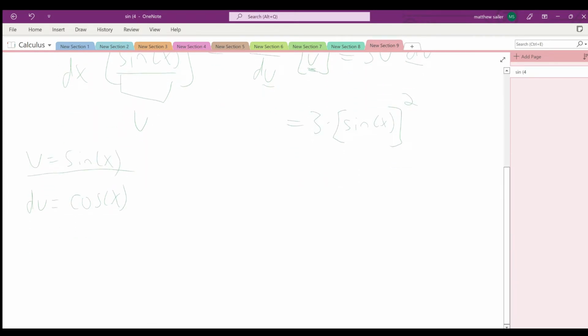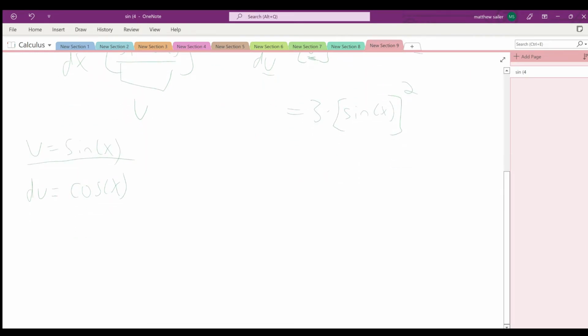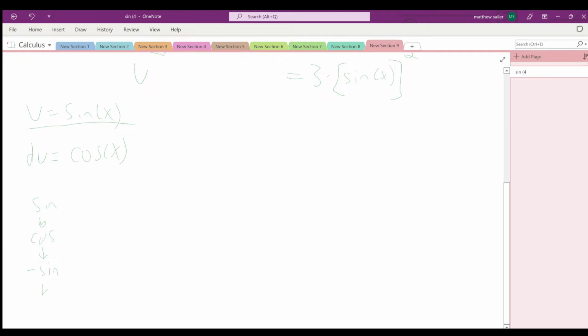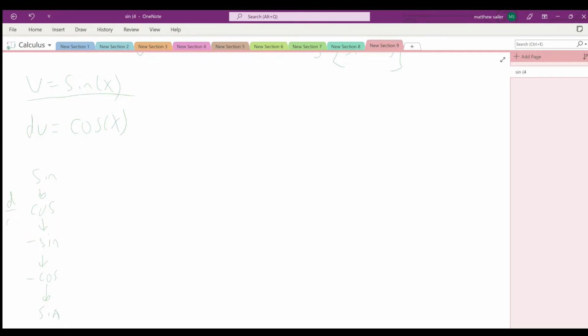And just as a reminder, sine and cosine go through this cycle. So if you start with sine, you take the derivative, you get cosine. Take the derivative again, you get minus sine. Take the derivative again, you get minus cosine, and then you go back to sine. And so this is taking the derivative all down this way, and it goes through this cycle with 4 pieces in it.